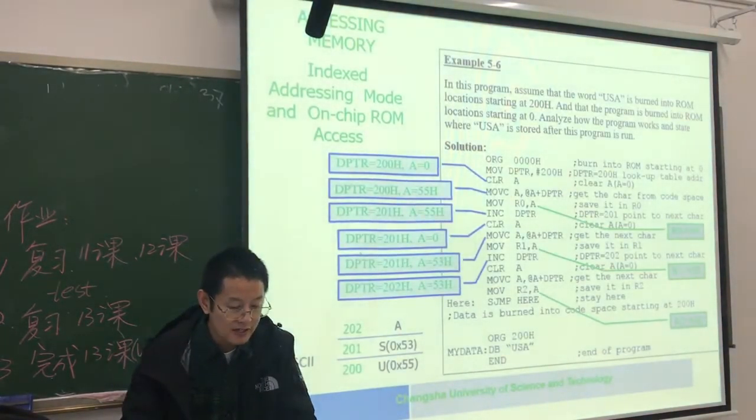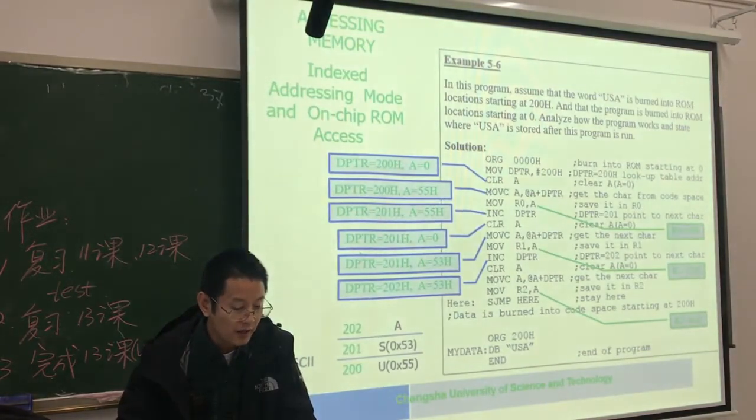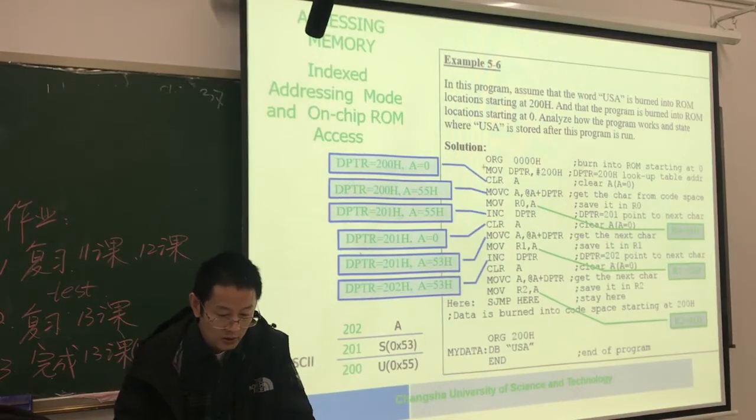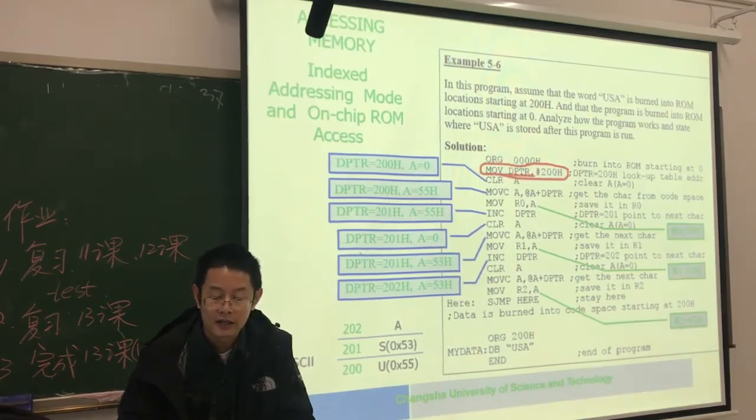Accessing memory. Indexed addressing mode. So you can use indexed addressing mode. Move DPTR, start address. This is to look up the table.